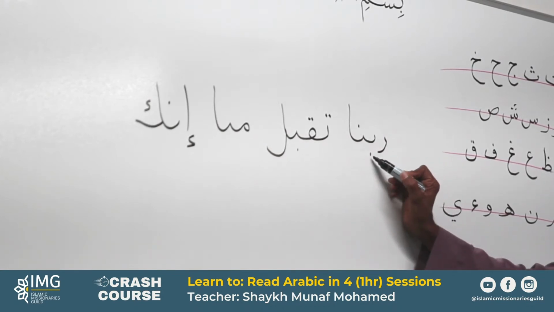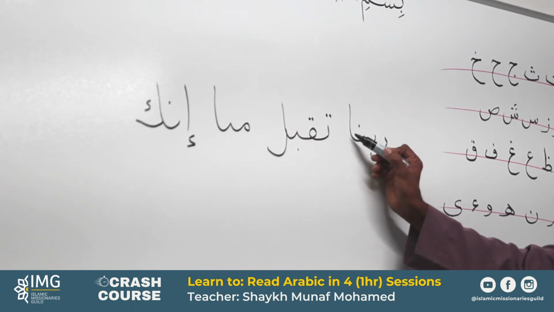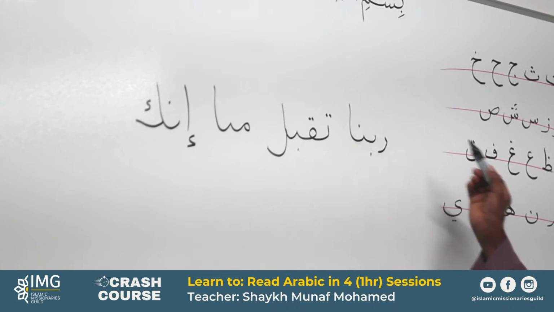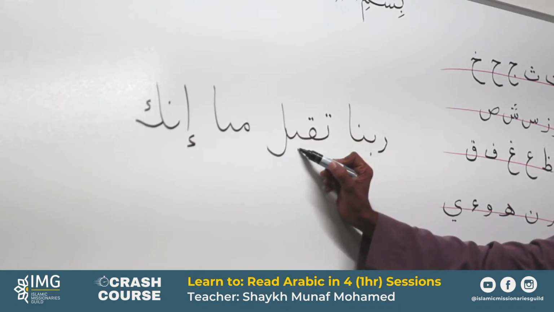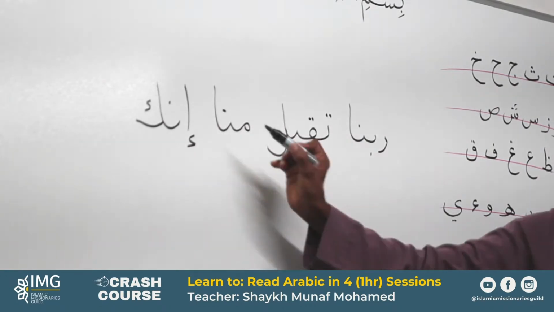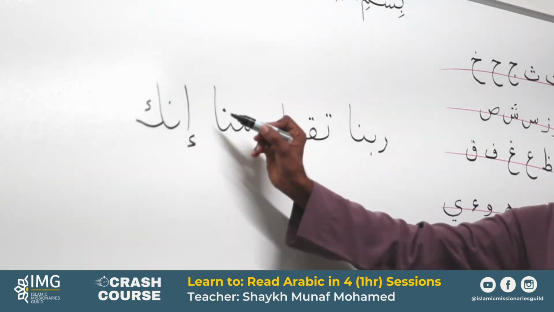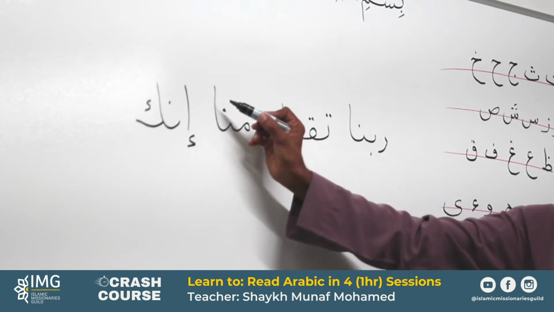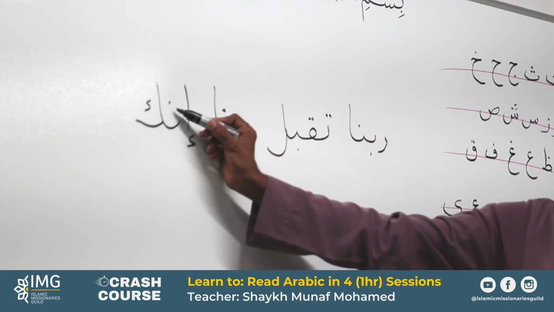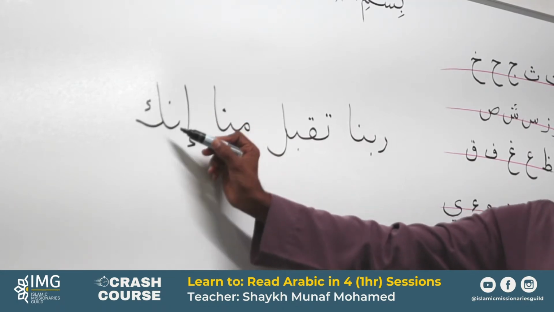Ra, Ba, Noon, Alif, Qaf. We just did the Qaf. This is Alif or Lam? Hamza, Noon, Kaf.